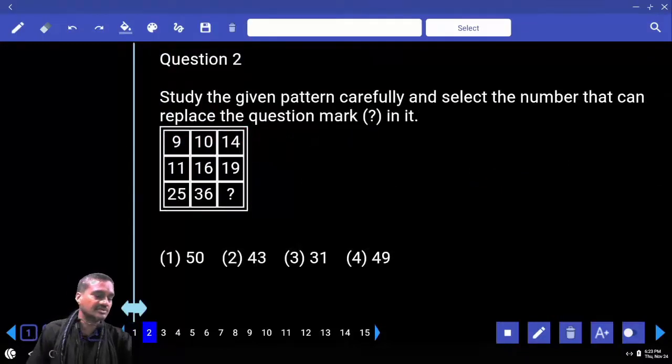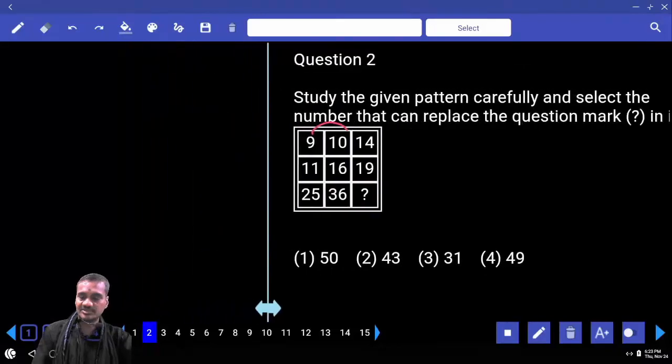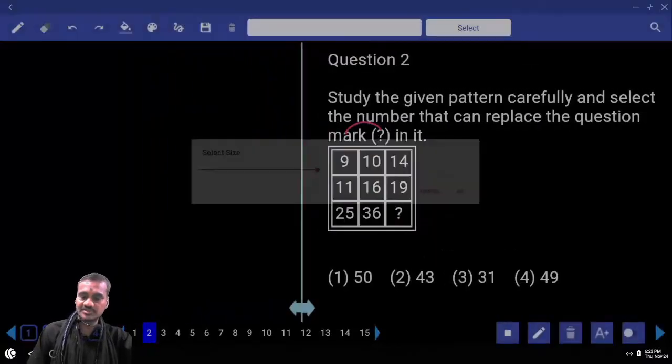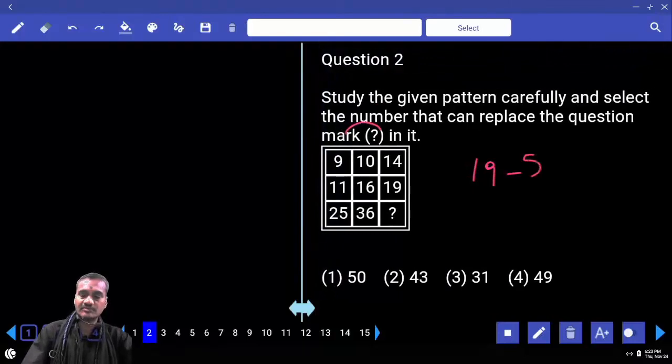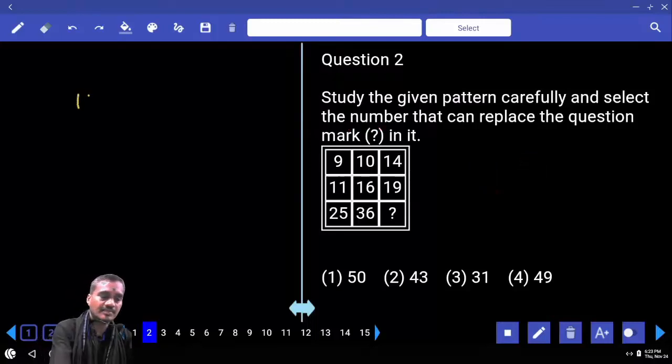Then second one. 9 plus 10. How much is that? 9 plus 10 is 19. 19 minus how much? 5 is subtracted. Why is 5 subtracted here? 9 plus 10, that is 19, minus 5.